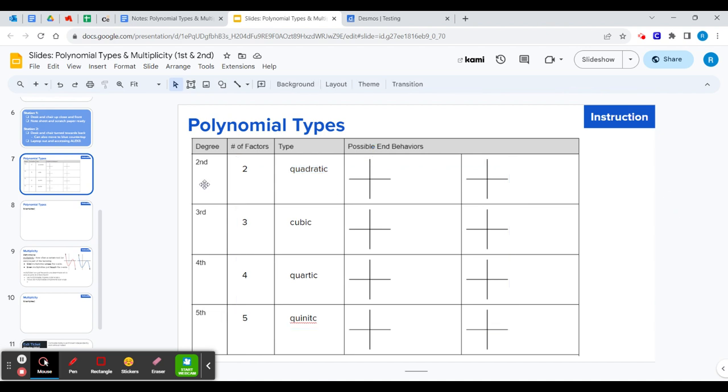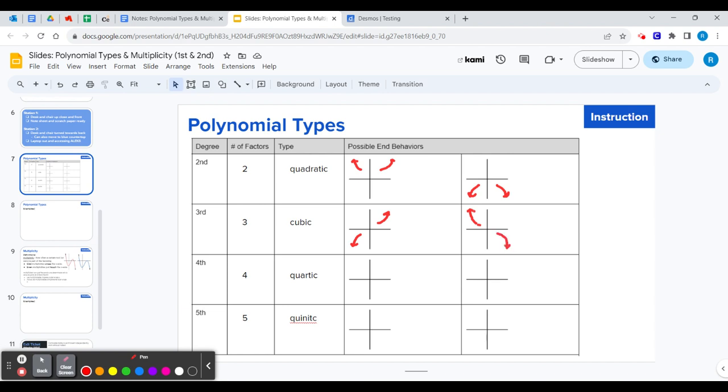So if we have a second degree polynomial, it's going to have 2 factors. And we call that a quadratic. And you guys should already know this end behavior. We have a positive end behavior that goes up and up, and a negative end behavior that goes down and down. Okay, third degree polynomial, 3 factors. We call that a cubic. End behavior could start low and high, or when it's negative, it could start high and low.